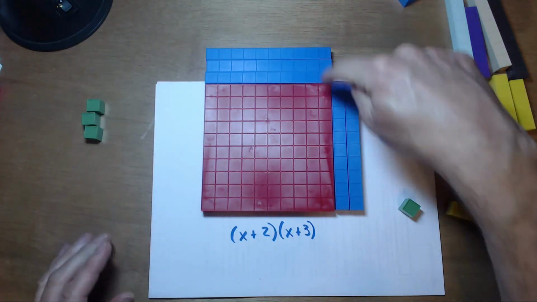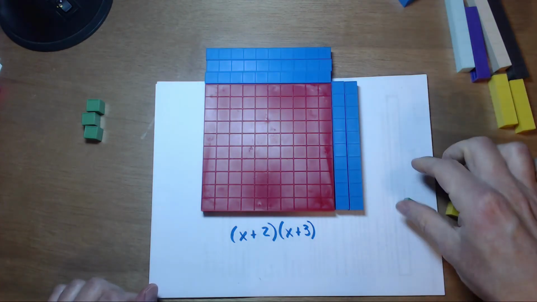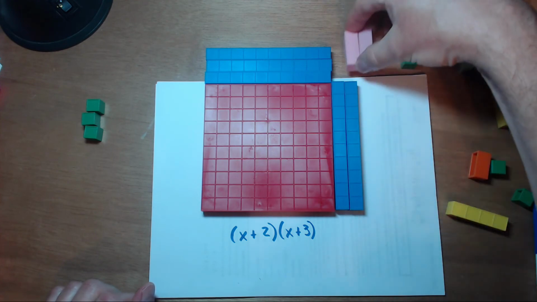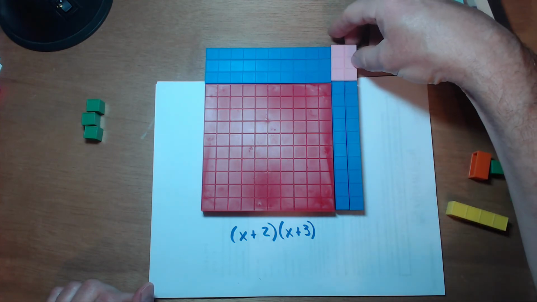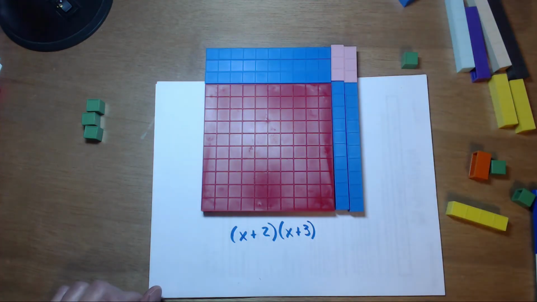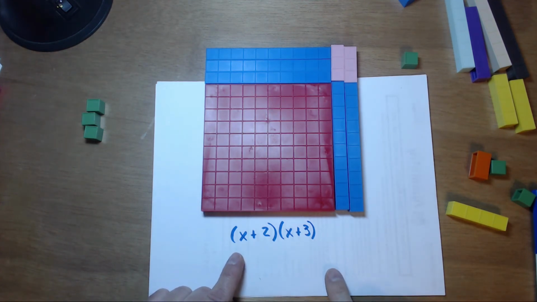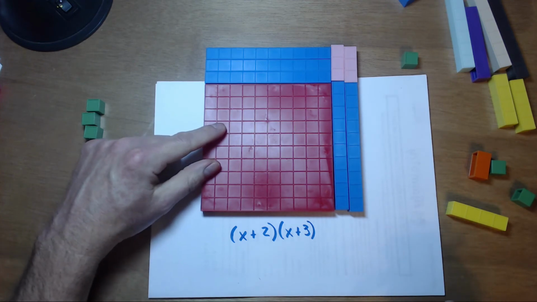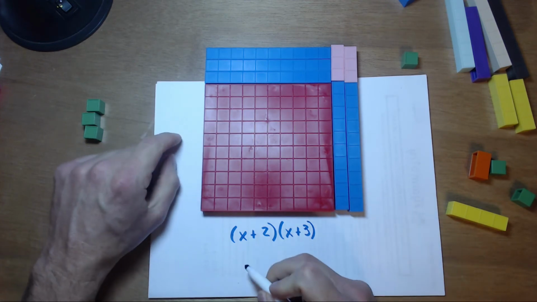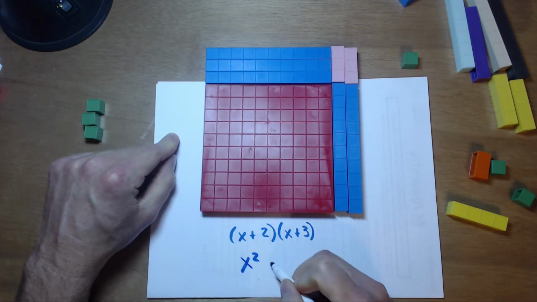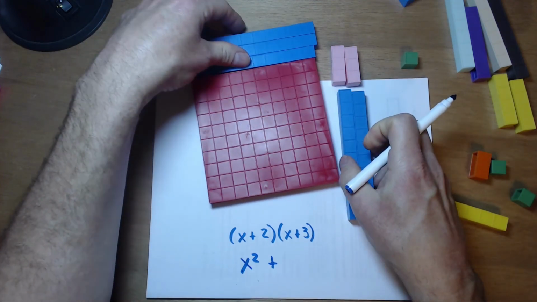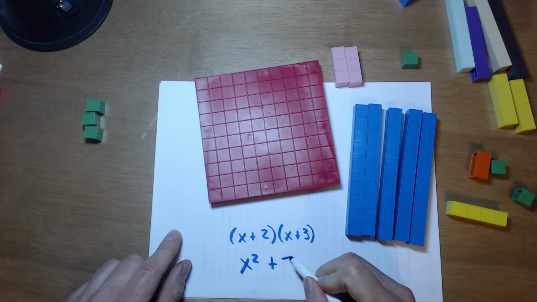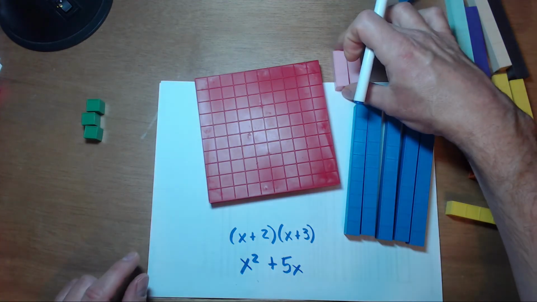And then we have this little hole up here at the top. So how big is the hole? Well, it's a 2 by 3. So I'm just going to cheat and bring in 2 3s here to fill in that little hole. So now we have a nice little rectangle. So how does this work out? Well, how many of these do we have? It's 1 x squared, or basically x squared, plus how many x's do we have? There's 5: 1, 2, 3, 4, 5. So that's 5x. And how many units do we have? 6.